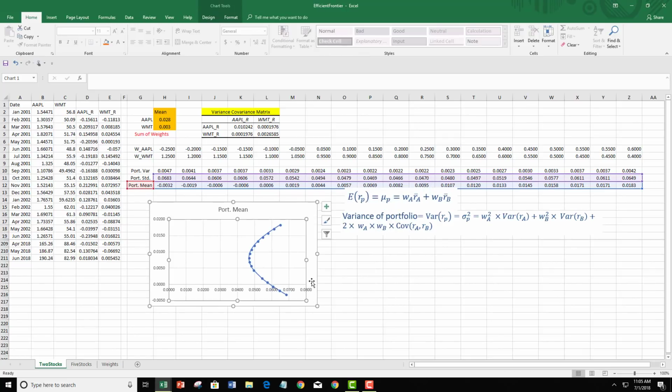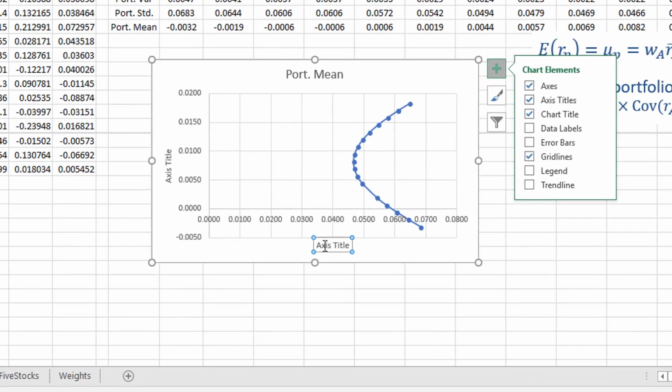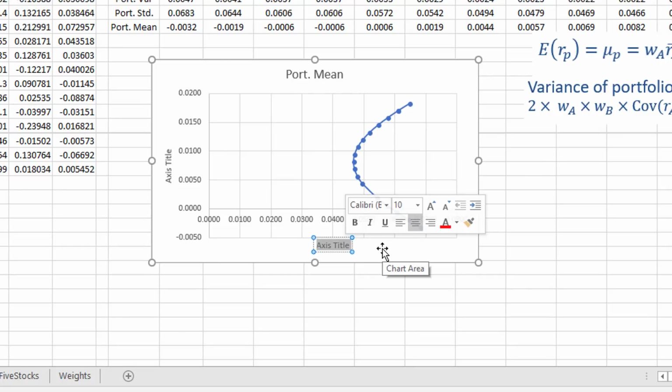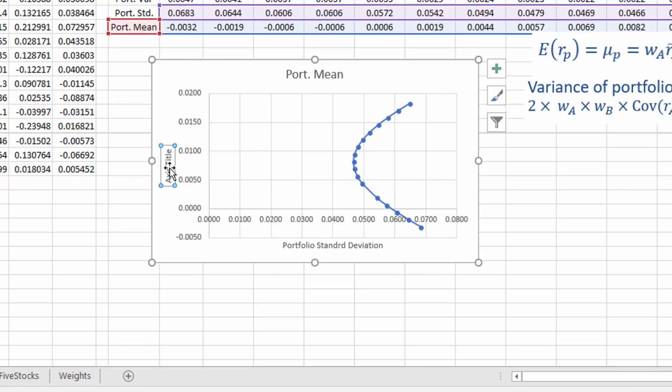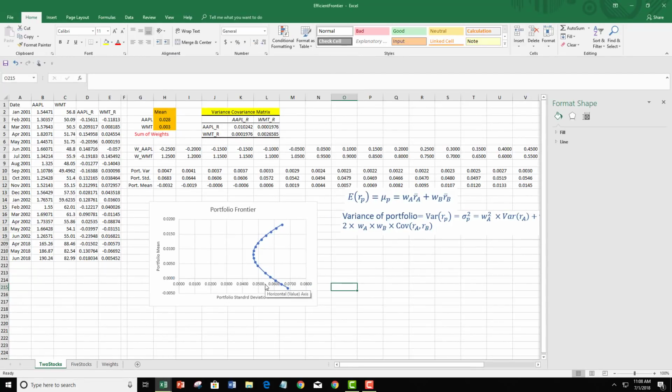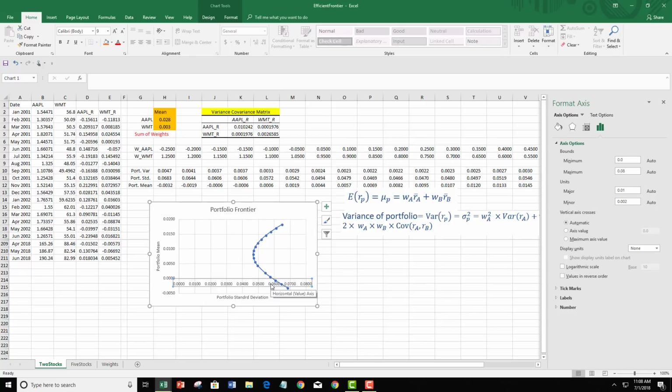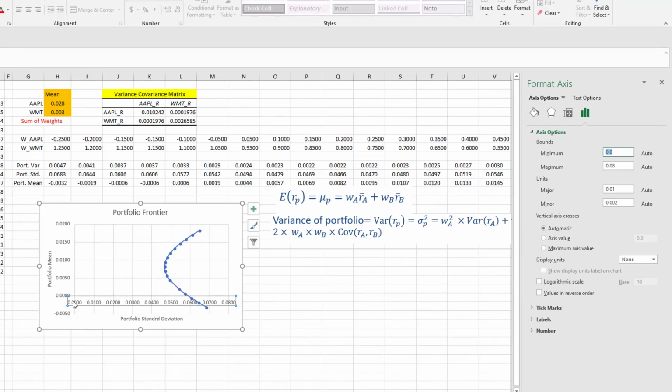frontier. In order to make this graph look better, you can change some of the features of the graph. For example, you can click on this plus sign, and then I can do the axis titles, right? So you can type here, the x-axis label is going to be portfolio standard deviation, right? Your y-axis is going to be portfolio mean. You can also change the limits on the x-axis. For example, I want to right click here and format axis, and you can change the minimum. For now the graph starts from 0.04 or above, right? So I don't need to start this x-axis from 0, so I can change the minimum to 0.04, so that the graph looks a lot better.